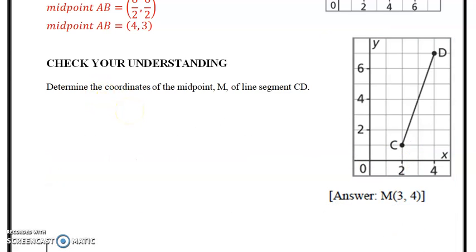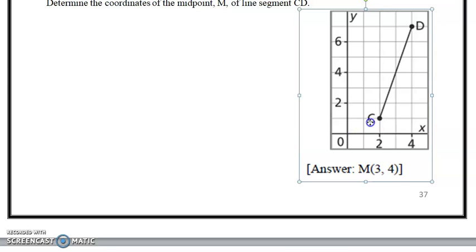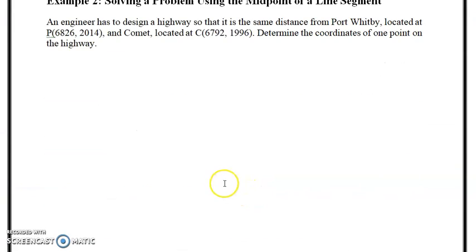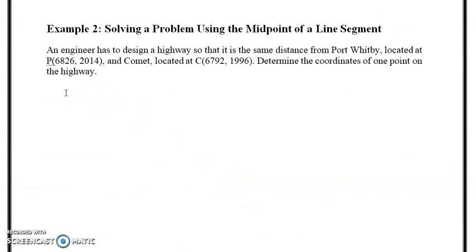Again, some of these points are perfect like this one, you can tell it's 3 and 4 just by looking at the slope. Slope is up 6, right 2, so it's up 3, right 1, and you can see that the point is clearly 3 and 4. So that's the midpoint. But a good formula to use is for a question like this when you don't have a graph and you just have the points.